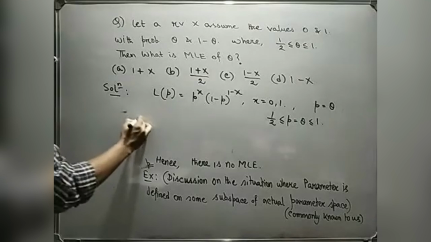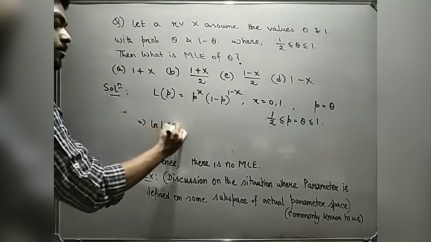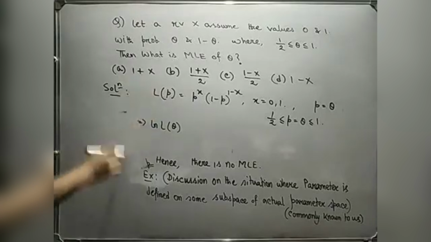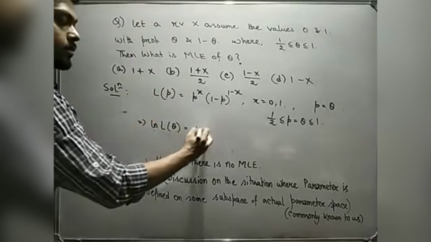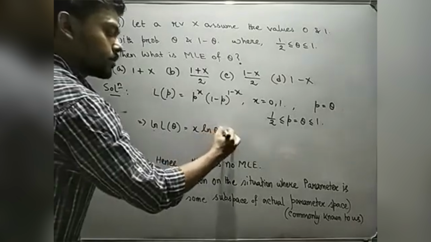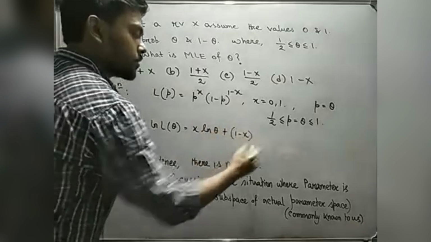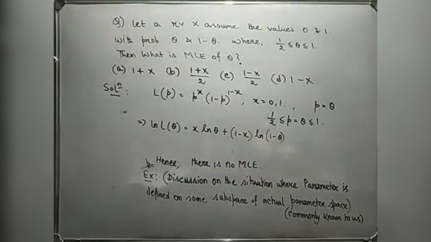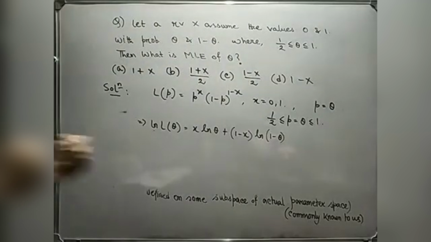Okay, so now if we take the ln of L(theta), ln of L(theta) will be x into ln theta plus (1 minus x) into ln(1 minus theta). So that's a simple understanding. Now let's take the derivative.